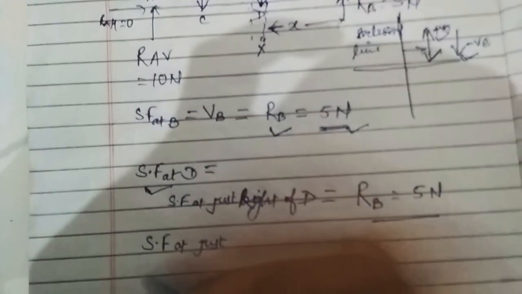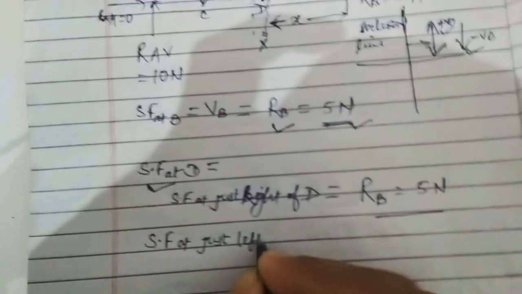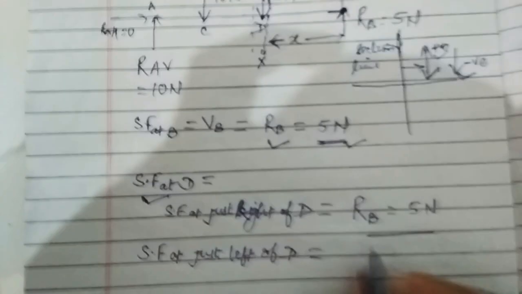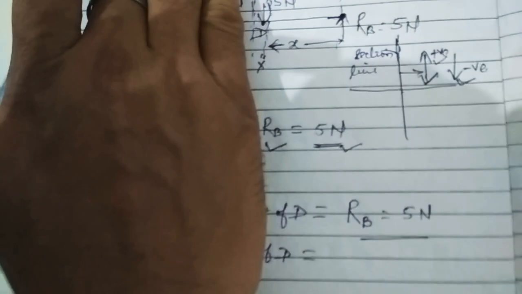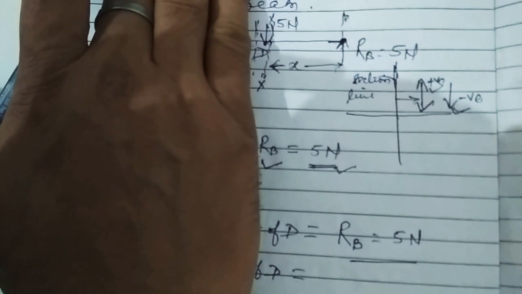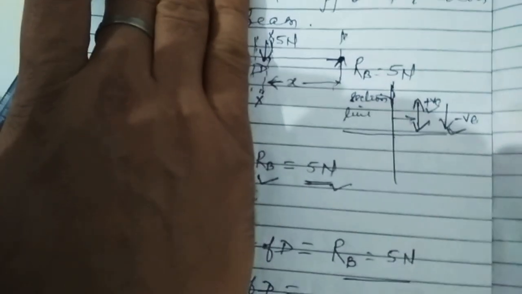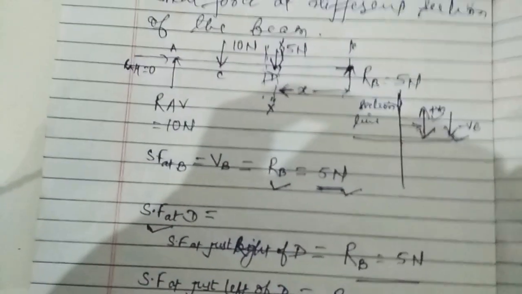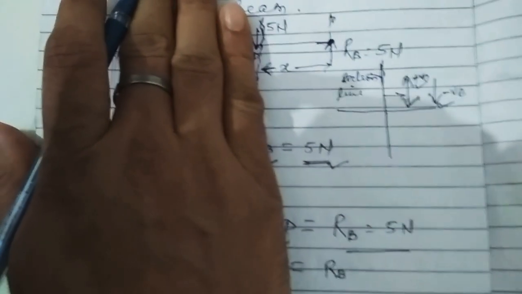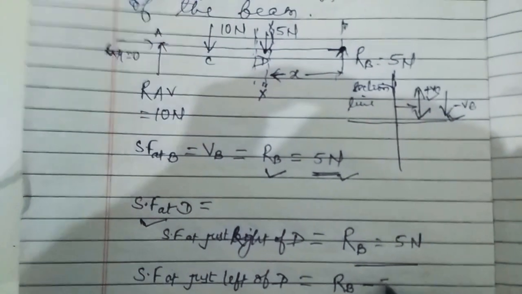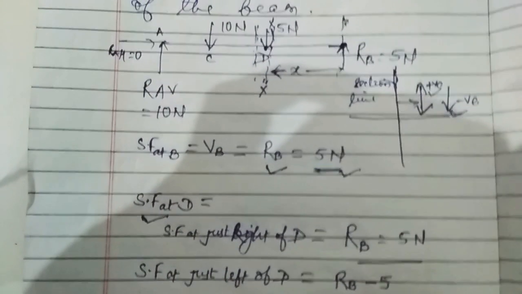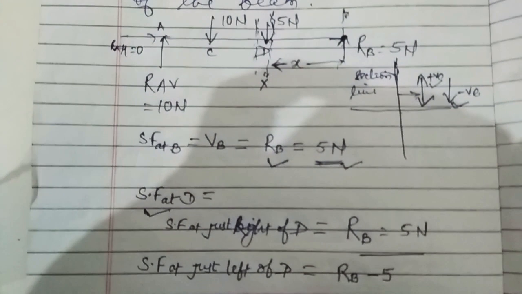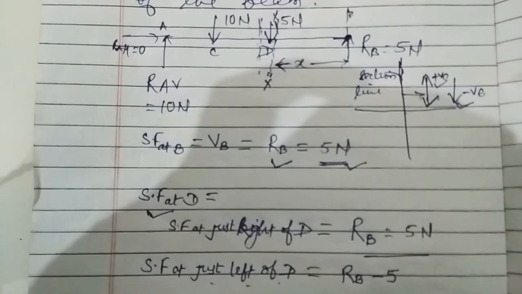Now the value of shear force just after, or left of, the D point. This is the case. Now we have to consider RB as well as the concentrated force acting at point D. So this is RB, acting upward. We have assumed the upward force is positive, and the force acting at point D is downward, so it's negative, so minus 5. So the total value of shear force just left of D point is 0, right?